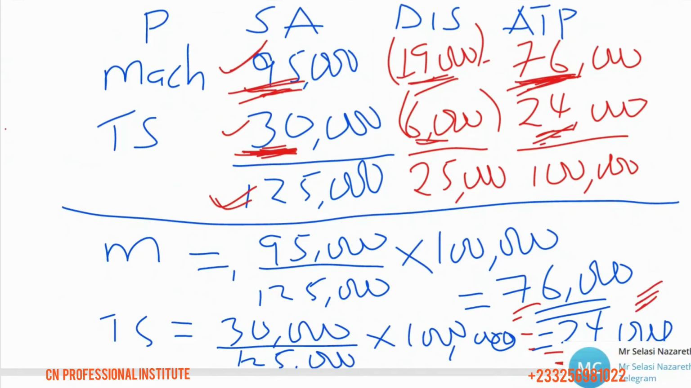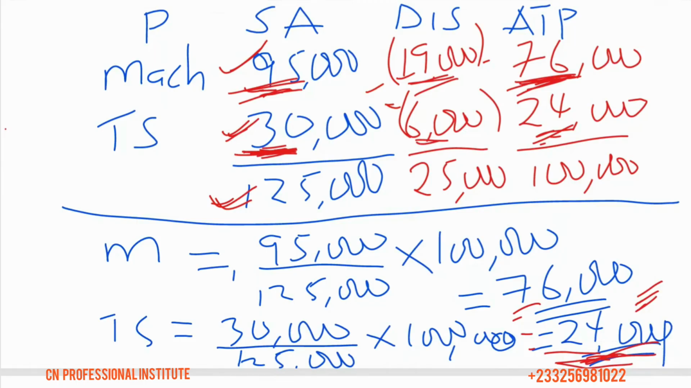So you get this 19,000. Then you pick the next one, 30,000, divide by 125,000 times the discount, 25,000. That also gives you the 6,000. You deduct the discount from the standalone selling prices, and that will also give you the allocated transaction price. So we have so many ways of presenting it.